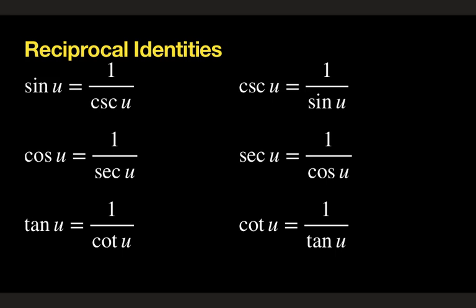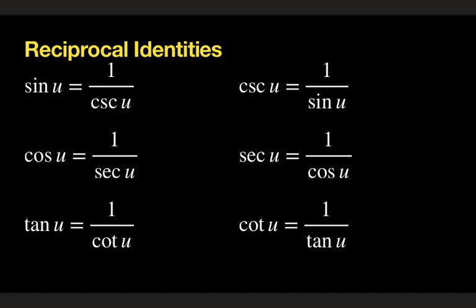The reciprocal identities are going to be in fraction form. So we have sine u is equal to 1 over cosecant u. Then we know that cosine u is 1 over secant u. Tangent u is going to be 1 over cotangent u. And then it's very similar for cosecant, secant, and cotangent. So cosecant is 1 over sine u, secant is 1 over cosine u, and cotangent is 1 over tangent u.